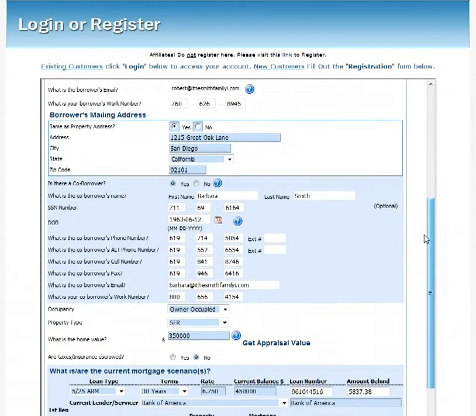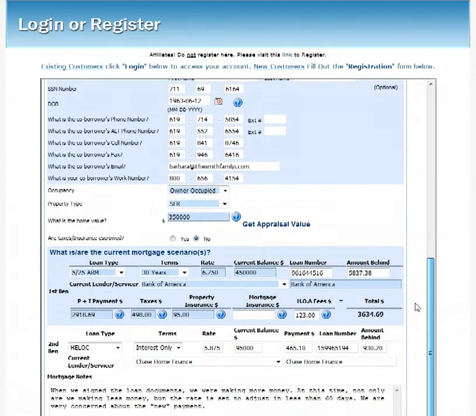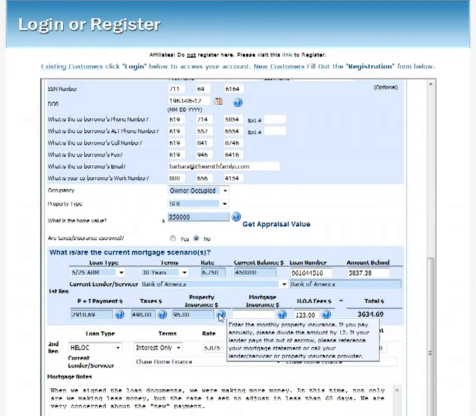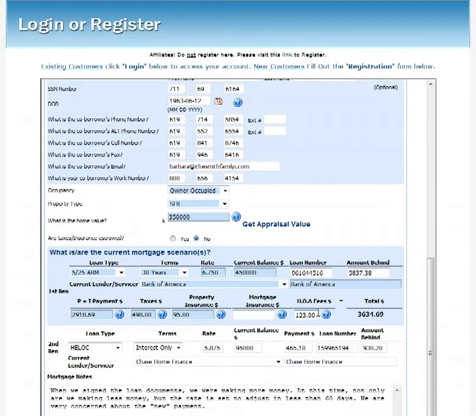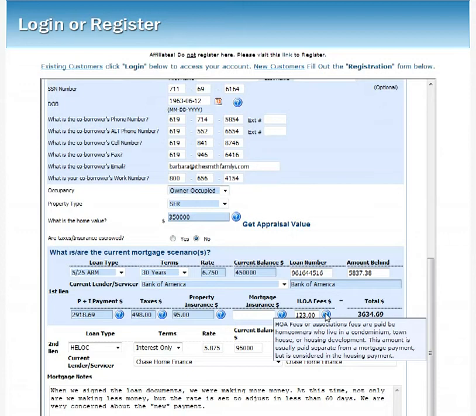Next, answer questions regarding your current mortgage. If you are not sure what a particular field is asking for, just roll your mouse over the help icon for guidance like this. Please have your mortgage statements available for reference. You may need to look up some information in regard to property tax, hazard insurance, and so on.